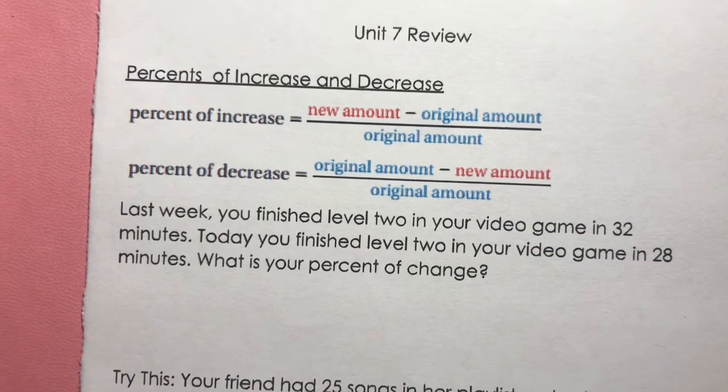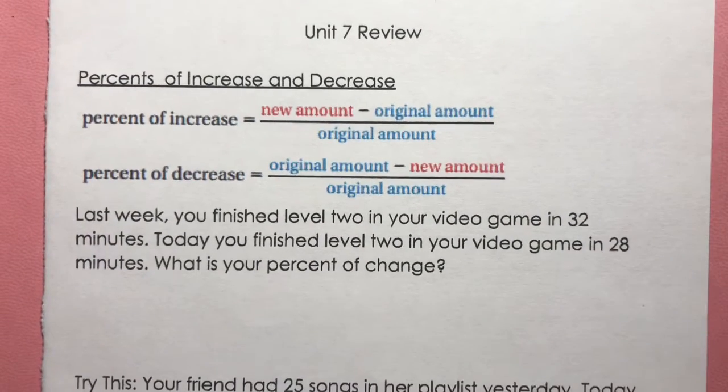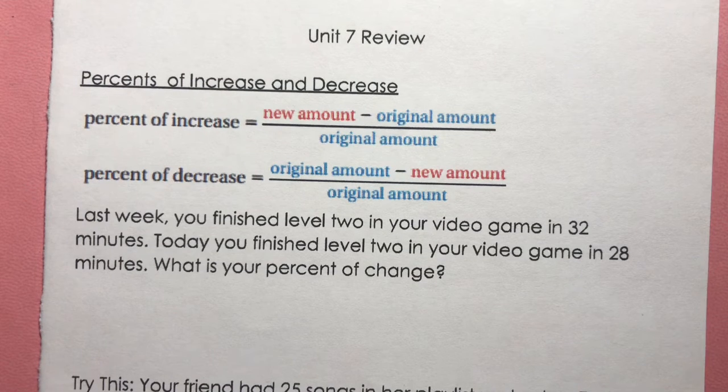Okay, so let's review for Unit 7. The first thing we're going to review is percents of increase and decrease. For percent of increase, the formula is you take the new amount minus the original amount, then divide that by the original amount.